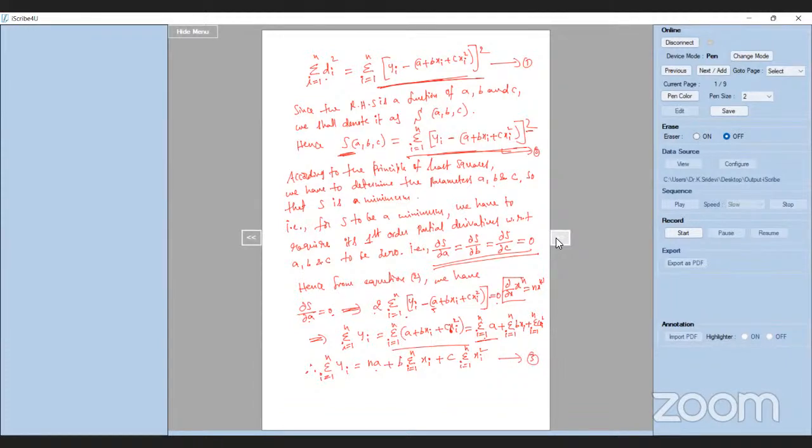In the same procedure, we have to find dou S by dou B equal to 0 and dou S by dou C equal to 0, and then simplify.